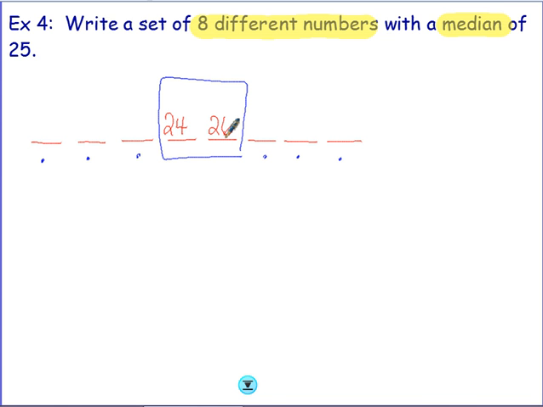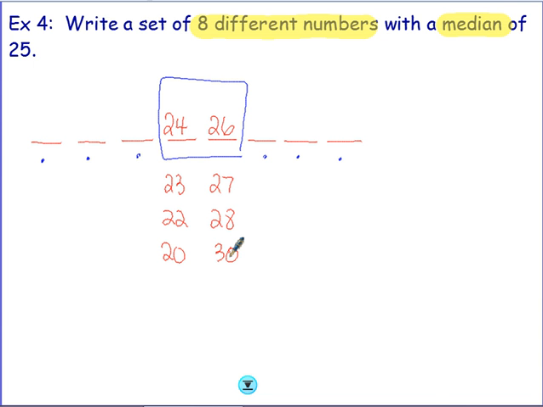However, that's not the only option. There's lots of pairs that have 25 in the middle. I could make it 23 and 27. I could make it 22 and 28. I can make it 20 and 30.